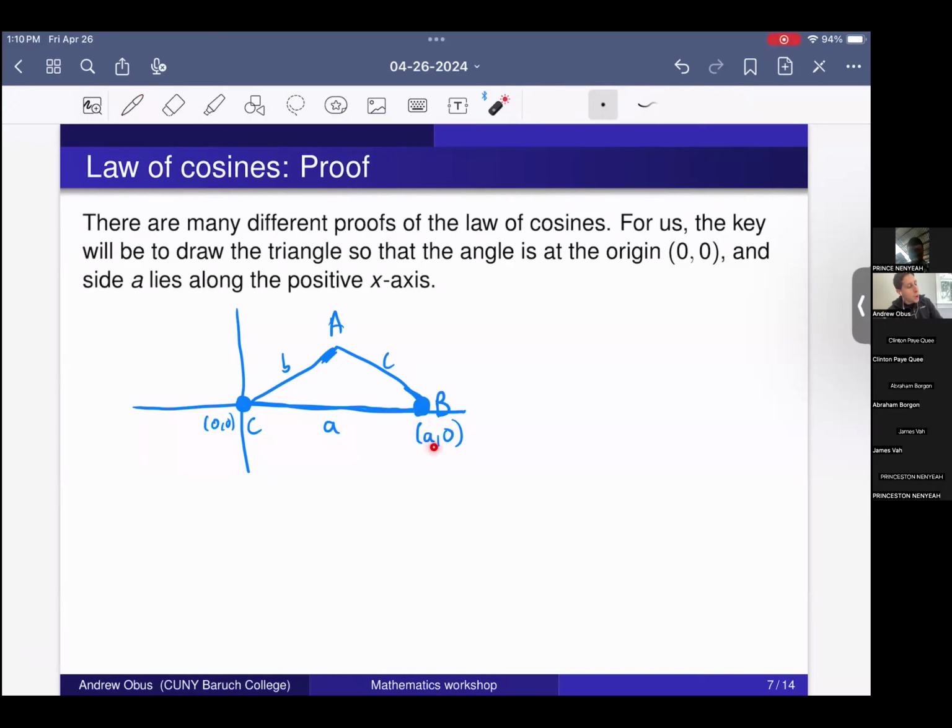Well, I already know one point. Side C is a line between these two points A and B, right? I already know one of the points is (a, 0). So if I know this point, then I can use the distance formula to figure out the side. And so how can I learn that point? Well, a lot of what you do in trigonometry and in geometry in general is you draw a useful line. So what I'm going to do here is draw the altitude from point A down to the x-axis.